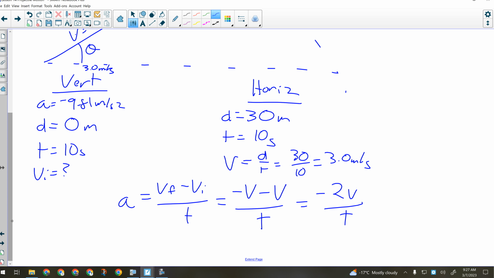Now I can solve for v, which is the side of the triangle I'm missing. So I'm going to manipulate this for v, so I'm going to multiply both sides by t. That's going to equal negative 2v. I'll divide both sides by negative 2, and that'll leave me with v. So I'll have 10 seconds times negative 9.81 divided by negative 2.